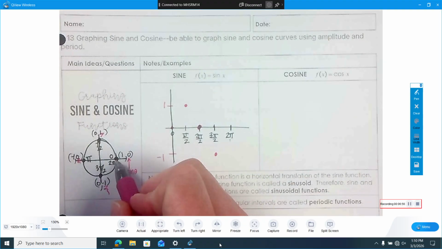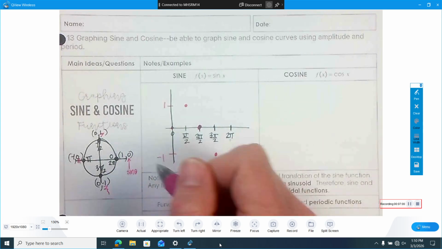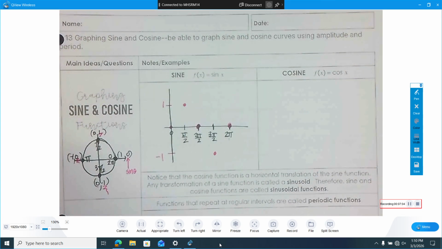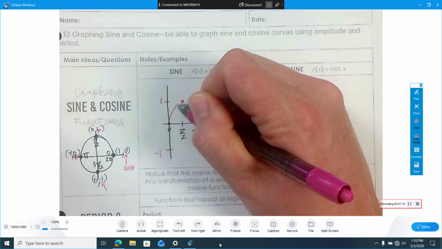And then I go back to 2 pi, and what's my sine value at 2 pi? 0 once again. And so the question: can I only go one time around the unit circle? Can I keep going? Okay. So this is called a periodic function.